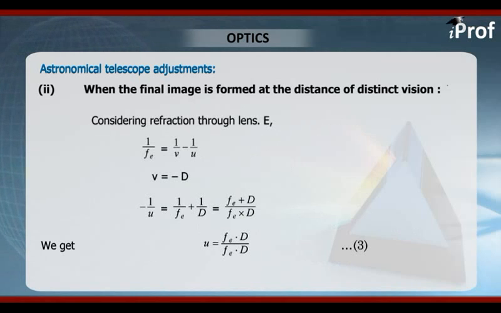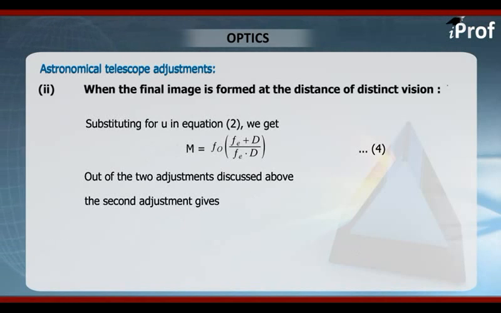Considering refraction through lens E and using the lens equation, we can write 1 over FE will be equal to 1 over V minus 1 over U. Now in this case, V is equal to minus D, so we get the value of U as FE into D divided by FE plus D. Substituting for U in the equation we have just obtained, we get the final expression for magnification, and it is equal to FO into bracket FE plus D divided by the product of FE and D.